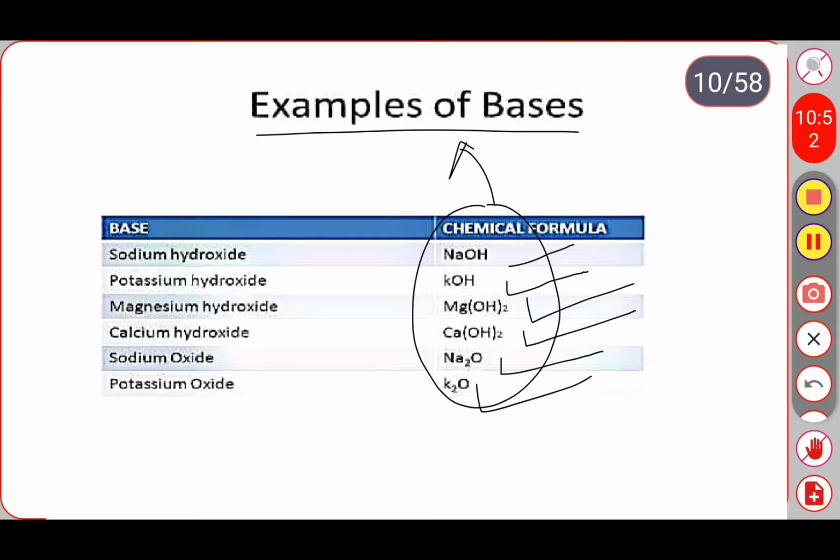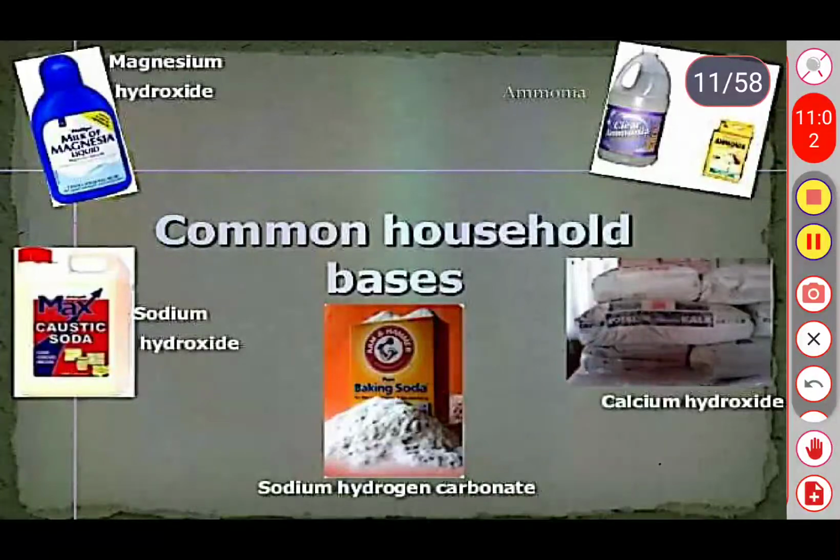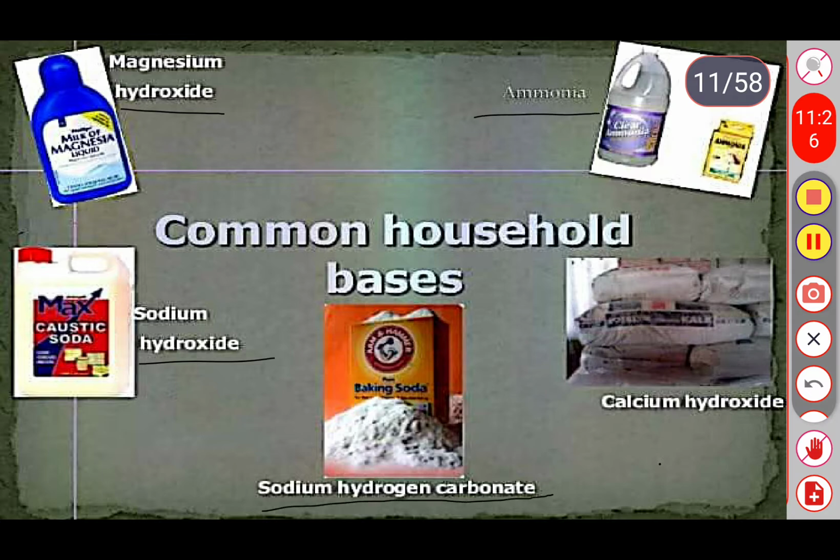Okay, see here the common household bases. We have some live examples consisting of basic ions. Here are some common household bases. The first one is magnesium hydroxide, the second is sodium hydroxide, that is caustic soda, and next are ammonia, sodium hydrogen carbonate and calcium hydroxide. So these are some examples of bases.